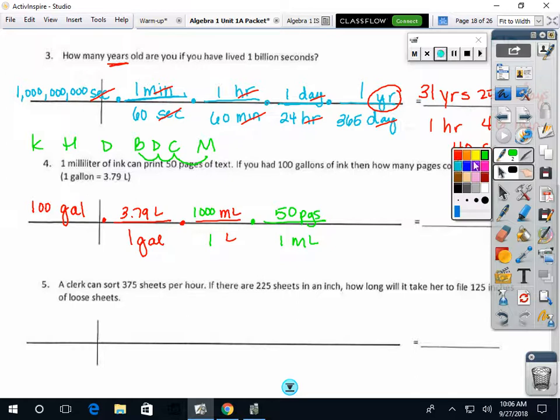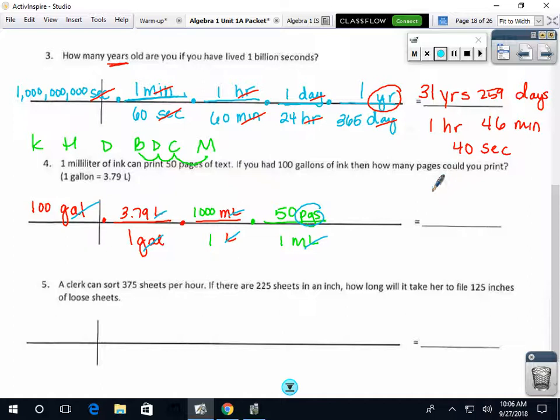Okay, so now we can stop the chain because we've made it to pages. We cross out the other things. The bottoms are all 1, so you just have to multiply the numerators. 100 times 3.79 times 1,000. That will just convert it over to milliliters, but now times 50, because that's how many pages you get per milliliter, lets you know you can print how many pages.